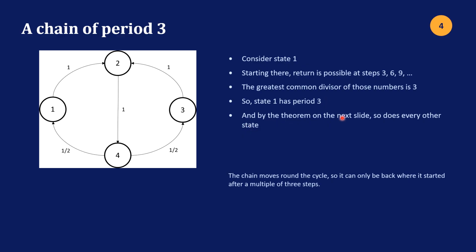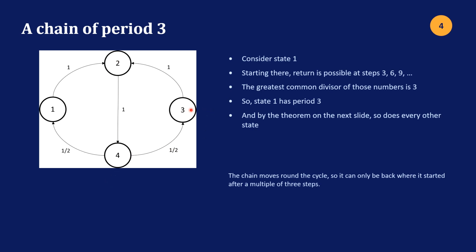And then we have a theorem on the next slide that says that every other state in this irreducible chain has a period of 3. We might want to look at another one just to convince ourselves. We could look at state 3. So that's 1, 3 to 2, 4, 3. So that would be 3, right?